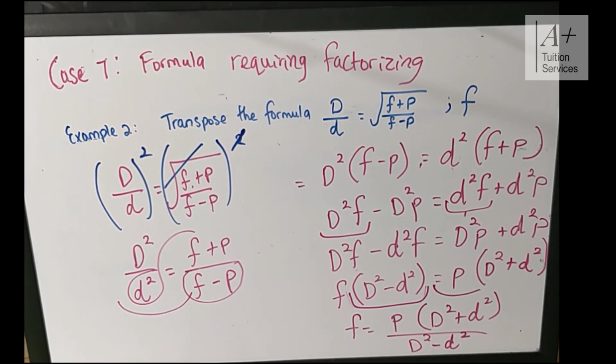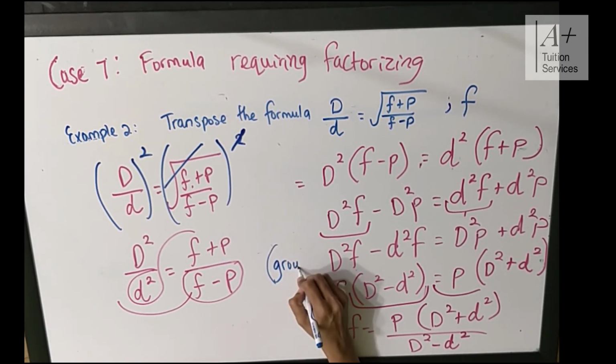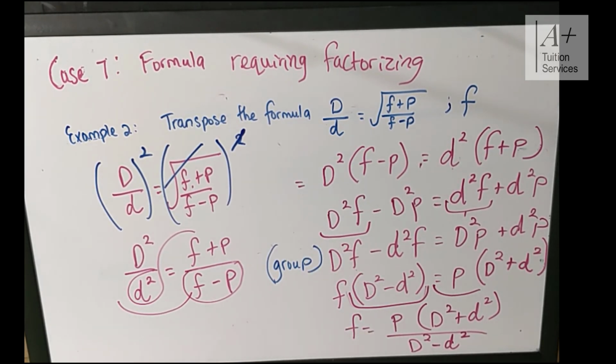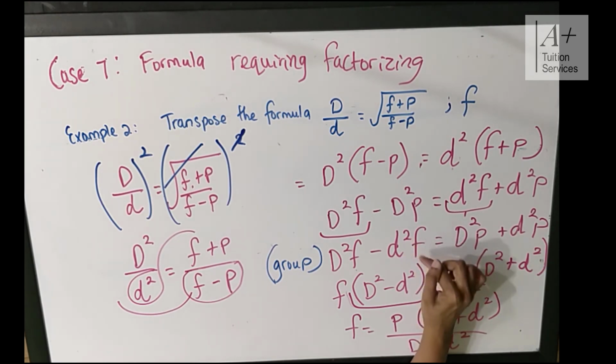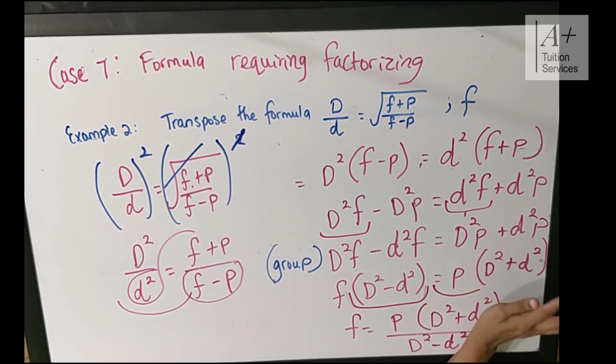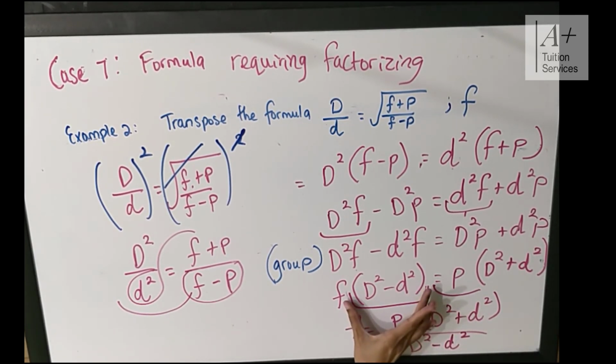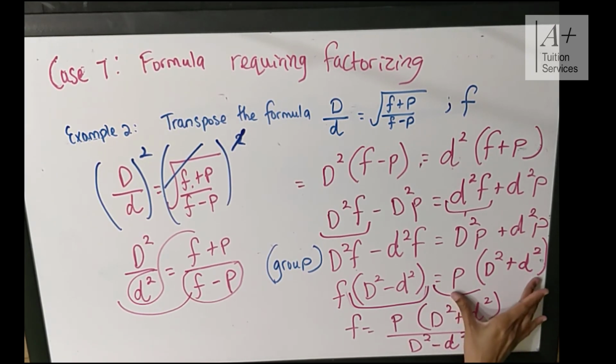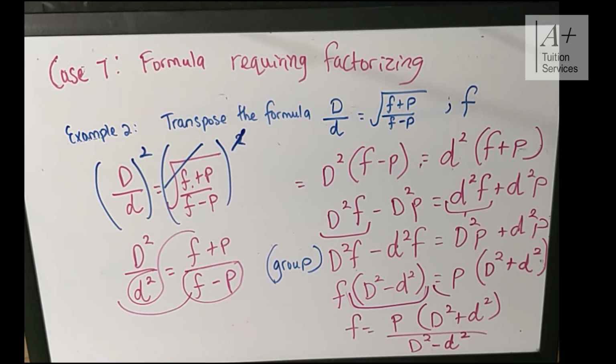So when we reach this point, we're going to use what is called the distributive law, and we're going to group. Okay? So D squared f minus common d squared f is equal to capital D squared p add common d squared p. And when we factorize, we pull out the common term. So the common term here is f and the common term here is p. When we factorize, now we're able to take all this away from f and divide it onto the side with p here. And we'll end up with f is equal to p, open brackets, capital D squared add common d squared, close brackets, all over capital D squared minus common d squared. So we need to use a lot of operations here, and it starts with the distributive law.